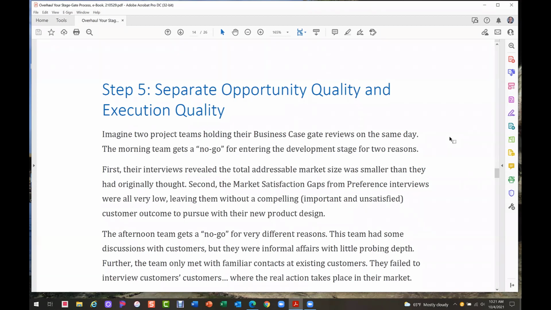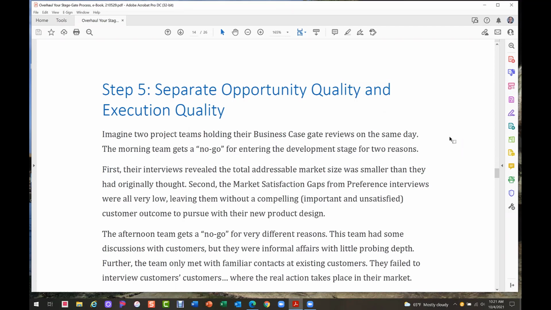In the morning team, the project was stopped because as the team explored it more and understood the market better, they realized it was not a good strategic fit. Or as the team explored it more and they saw what the true total addressable market size was, it just wasn't big enough. Or when they did their market satisfaction gaps, there wasn't anything to sink their teeth into. The customers are happy. So in the morning, the project got killed because the opportunity quality was low.